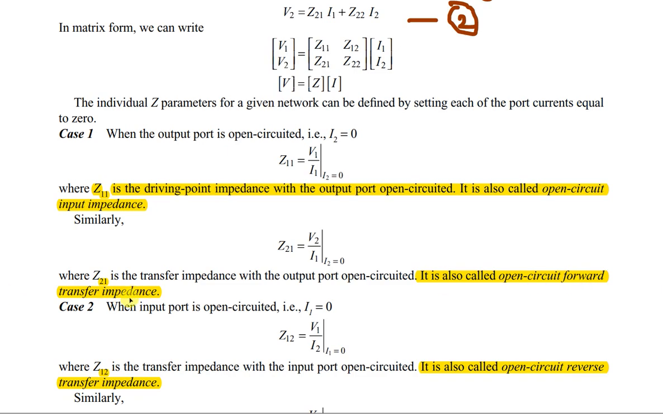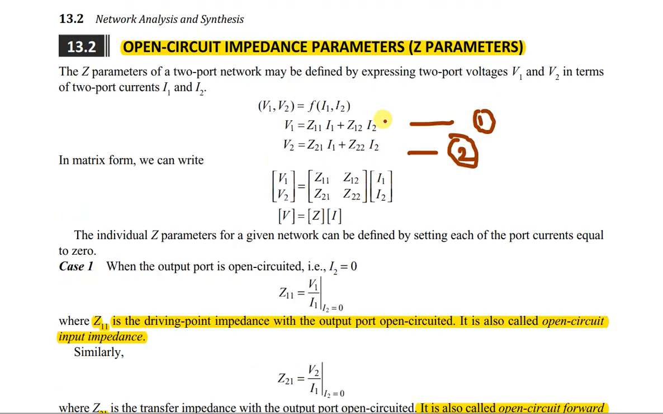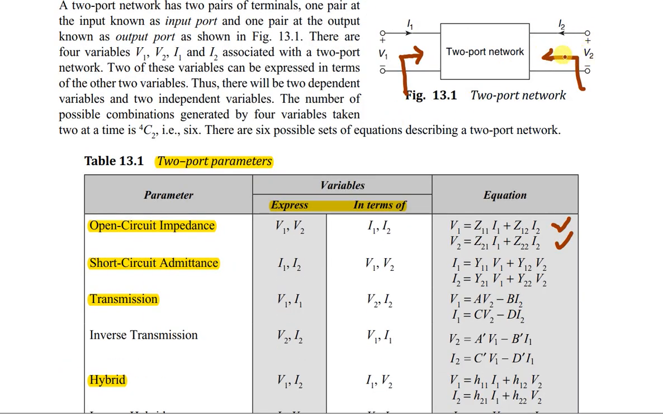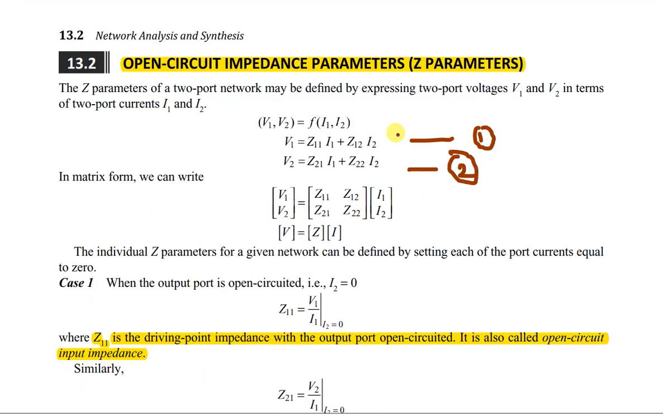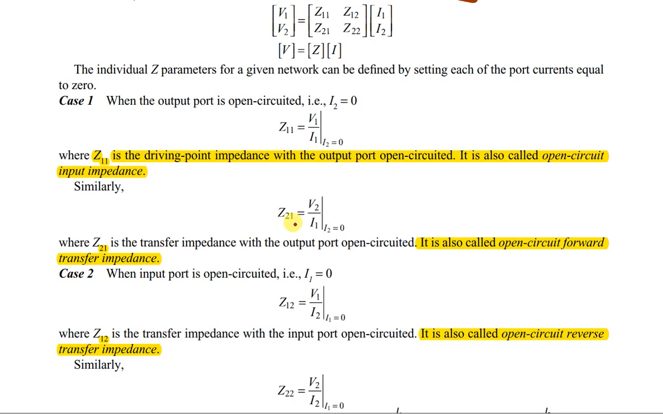Forward transfer impedance: output side voltage by input side current. It is moving forward from the input side current to the output side, so you get output voltage by input current. We call it Z21. It is also referred to as forward transfer impedance, and the unit is voltage by current, so the unit is ohms. This is also ohms.